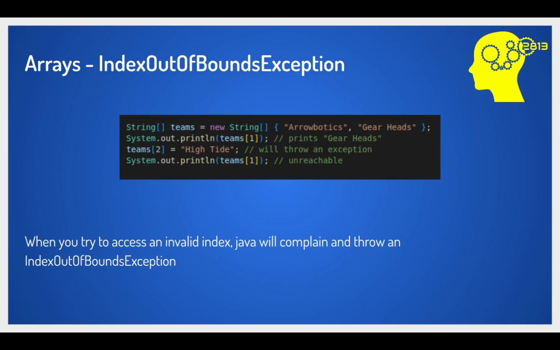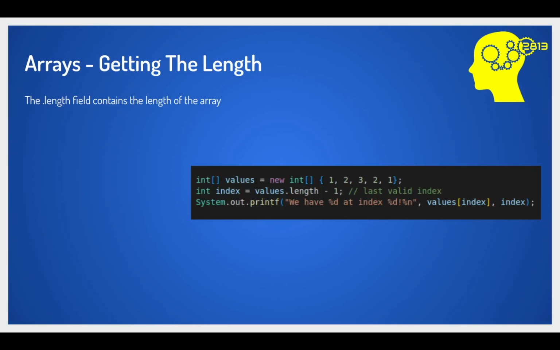You can also get an index out of bounds exception, which means that the index doesn't exist, and Java will give you that exception. For example, if we have this array called teams with aerobotics and gearheads, and I try to get the second index and change it to high tide, that's not going to work, because you have your 0 here and your 1 here, and there is no index 2, so it will throw the exception. You can also get the length of the array by just using .length.